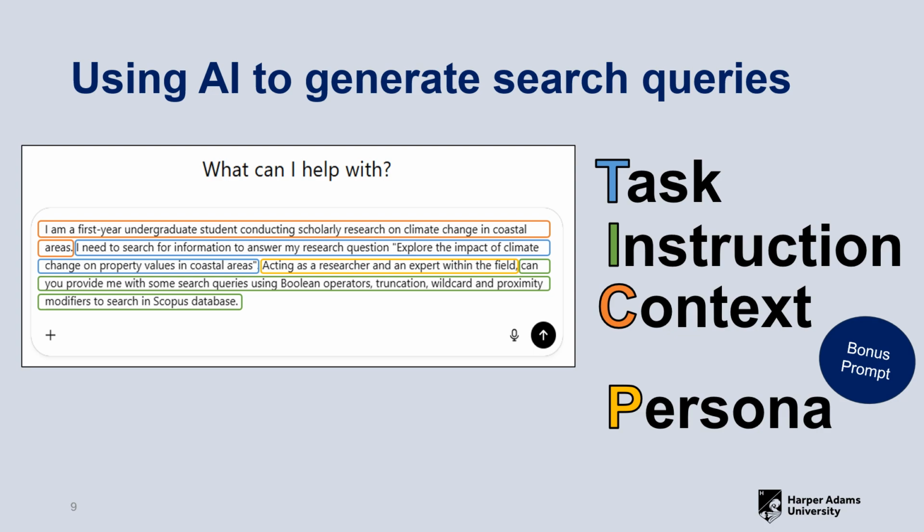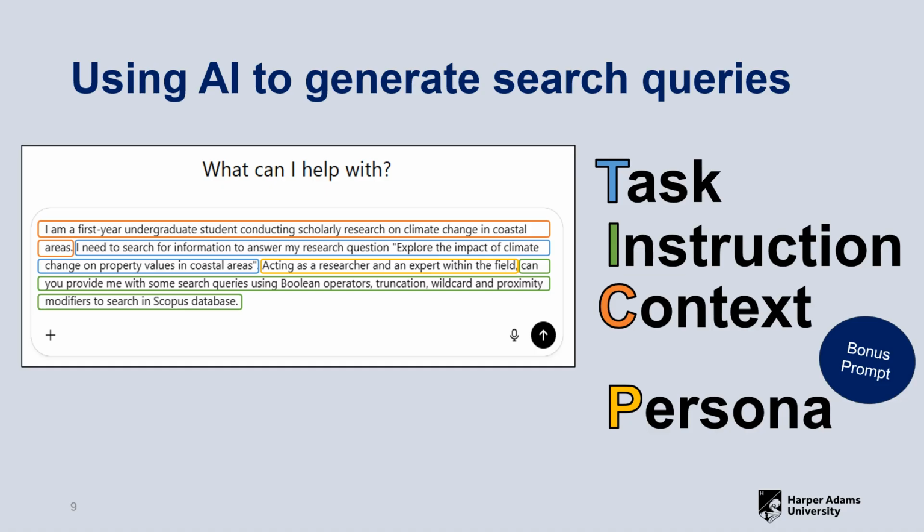Task: clearly state what you need. Instruction: be specific about what you want the AI to do. Context: this is where you provide background information that helps the AI understand your situation better. You might mention your academic level or any constraints you're working within.